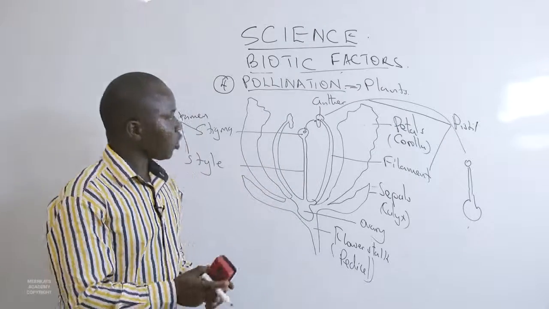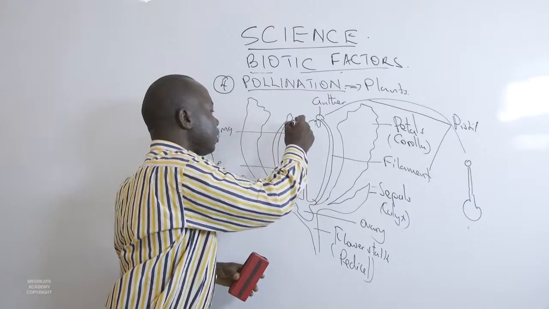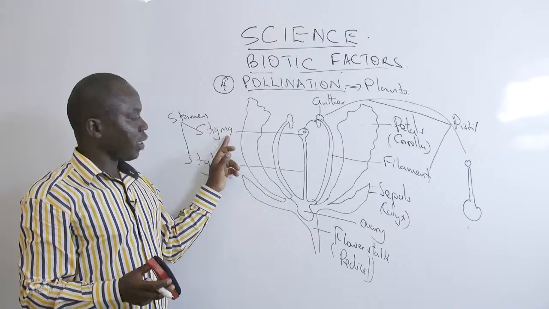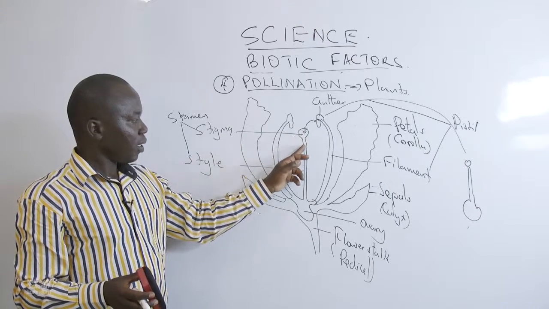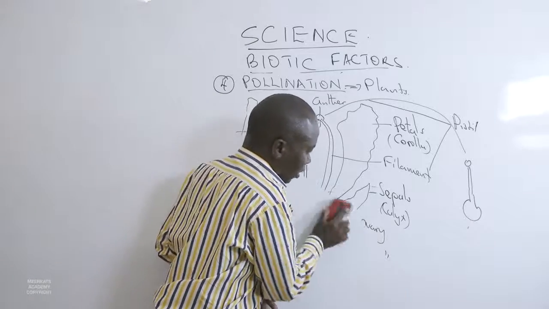After pollination, after the transfer of pollen grains, it does not just stick there. The pollen grains will germinate due to factors on the stigma, forming a pollen tube. So we can just look at that again.